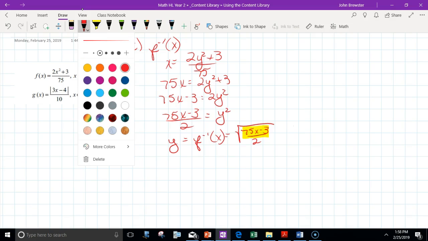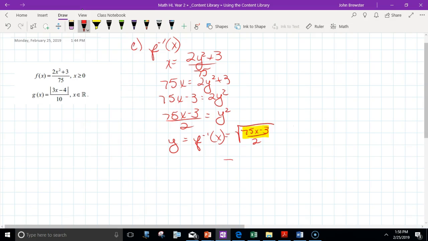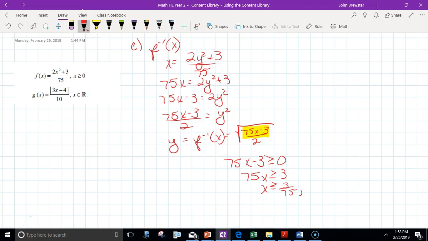So we take the numerator, which is 75x minus 3, and we know that has to be greater than or equal to 0. You solve this inequality by taking the 3 to the other side, and then divide both sides by 75, so x has to be greater than or equal to 3/75. So this is the domain.